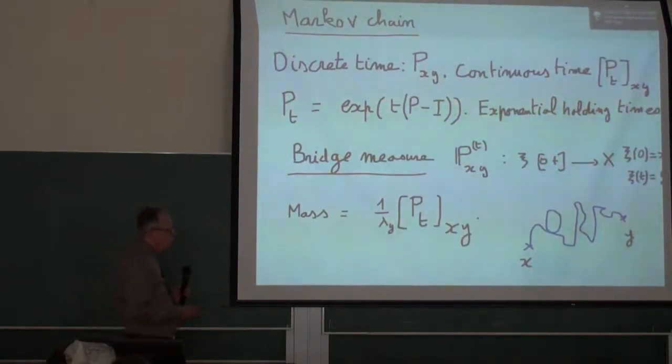We have to normalize by lambda y, so that this is a duality measure, and this normalization makes it symmetric in x and y. If you don't do that, it's not. Of course, often this measure is actually constant, so please don't pay too much attention to that. All right, so we have this bridge measure.